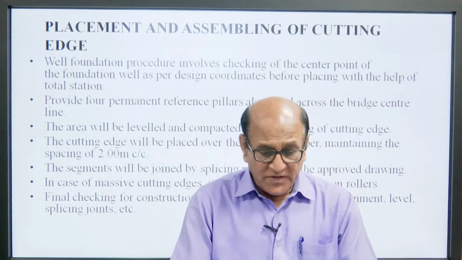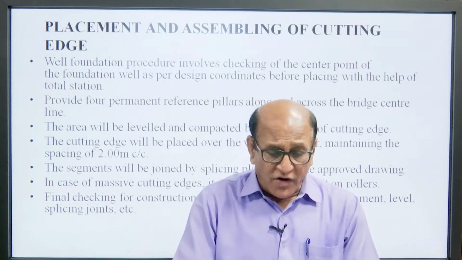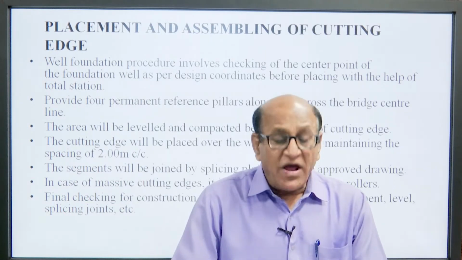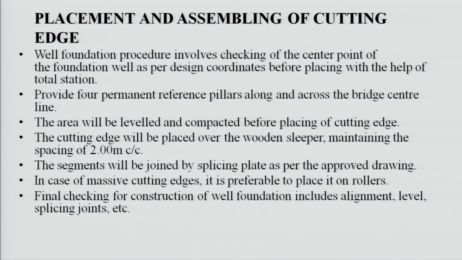The next is placing and assembling of cutting edge. Well foundation procedure involves checking of the center point of the foundation well as per design coordinates before placing with the help of total station. Provide 4 permanent reference pillars along and across the bridge center line. The area will be leveled and compacted before placing of cutting edge.